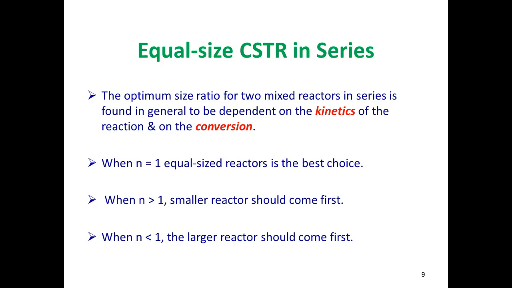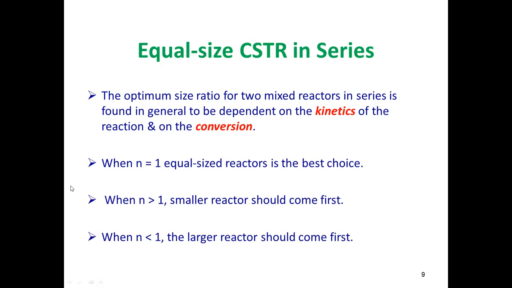When N is greater than 1, the optimum placement of reactors should be this: smaller reactor should come first, meaning smaller reactor then big reactor. So you cannot have a big reactor then a smaller reactor, because that scenario is suggested when the order of the reaction is less than 1. So take note of this.